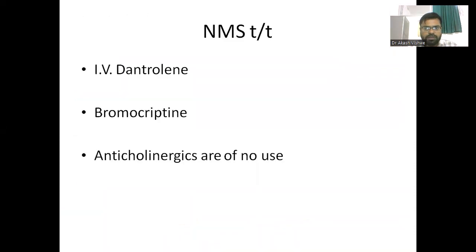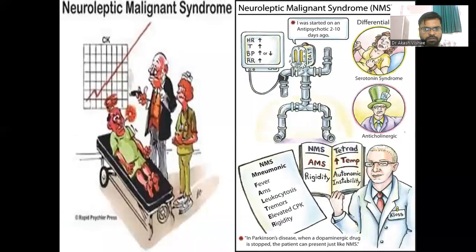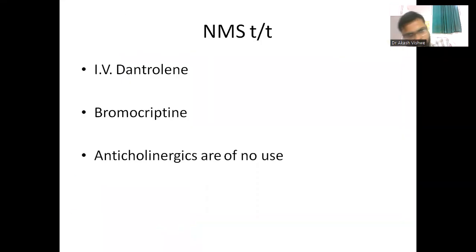So what is the treatment of neuroleptic malignant syndrome? We can use intravenous dantrolene, bromocriptine, and some other anticholinergic drugs. But actually, anticholinergics are not so useful.